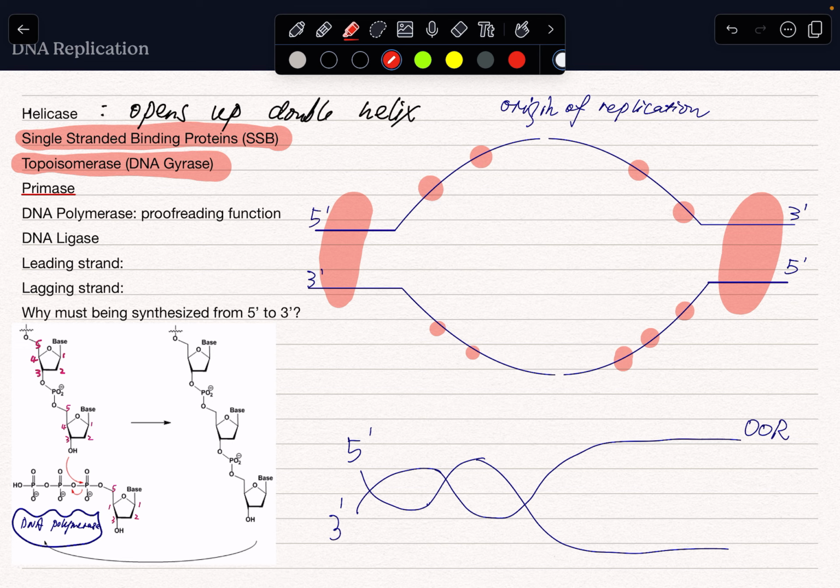So topoisomerase, on the other hand, is located here. Their purpose is to relieve the supercoil that's caused by the opening up of the double helix, because once you open it more and more, the 2 ends just get tighter and tighter. Topoisomerase has a very interesting mechanism. They literally break the DNA bond and then reform it. So that's how they relieve the supercoil stress. All right, so those are the helpers of helicase.